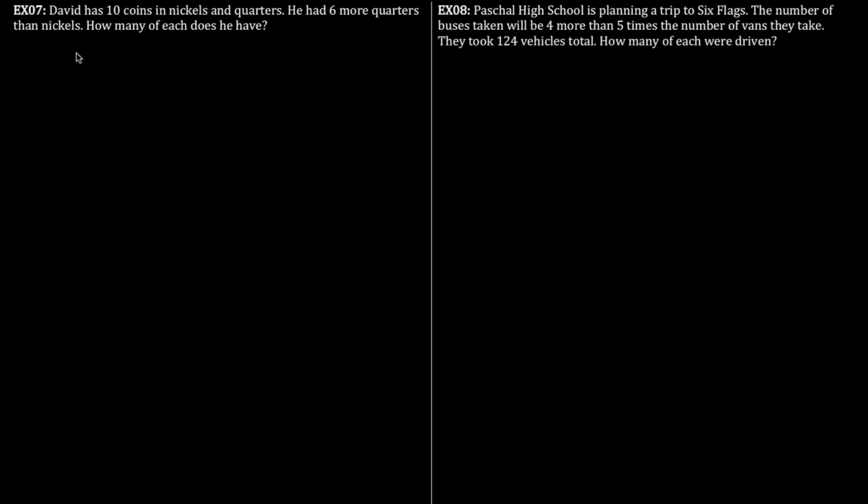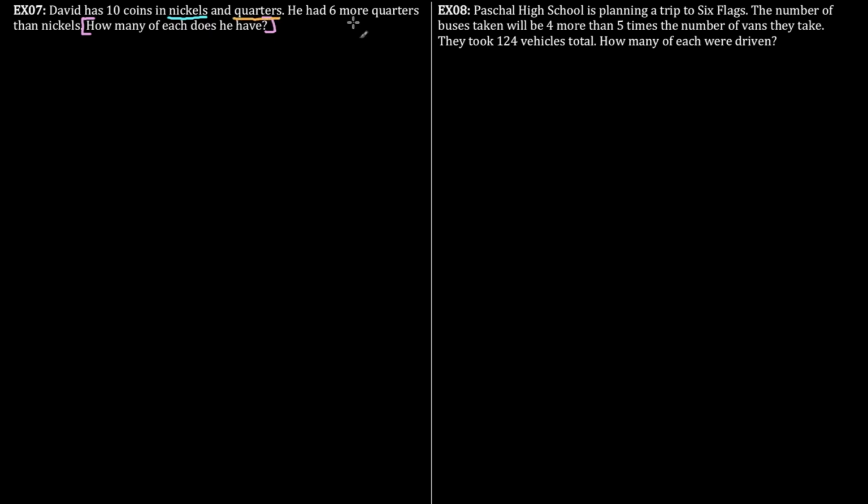All right, so example number 7 reads: David has 10 coins in nickels and quarters. He has 6 more quarters than nickels. How many of each does he have? What you really want to pay attention to is this question. It'll inform you about what your variables are. It says, how many of each does he have? Well, how many of what? How many nickels and how many quarters? So those are going to be the focus.